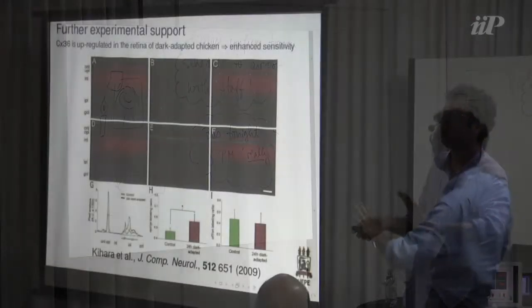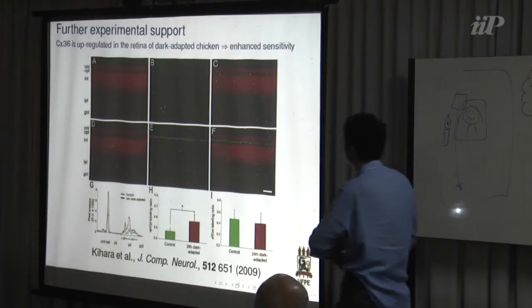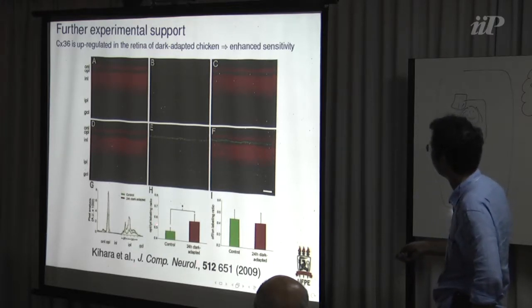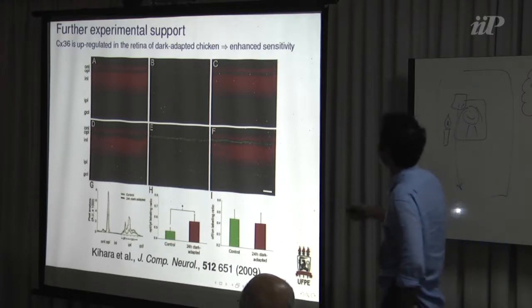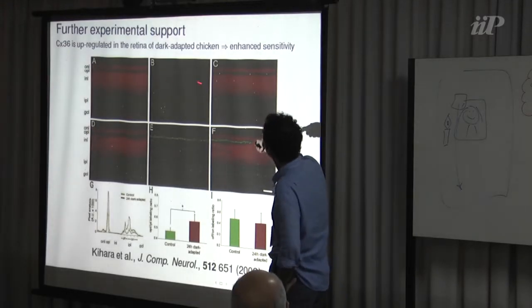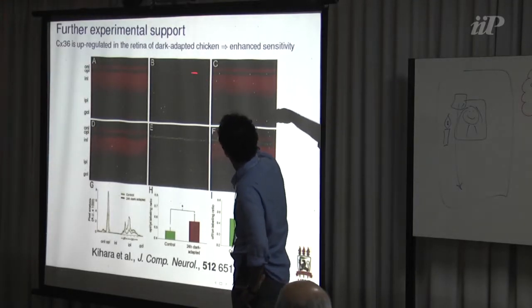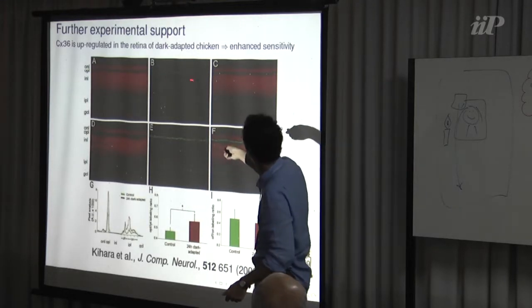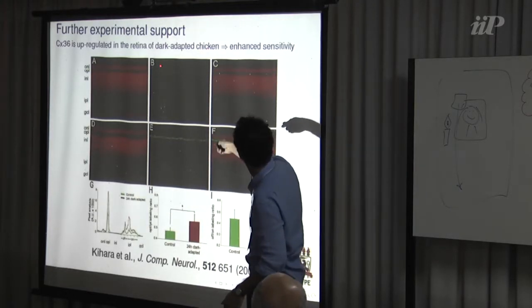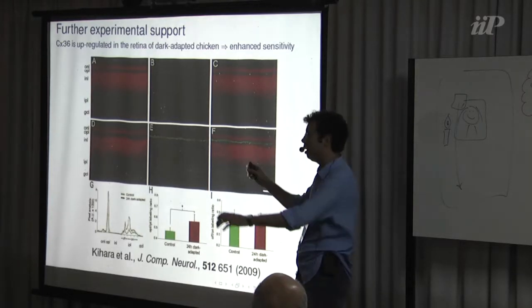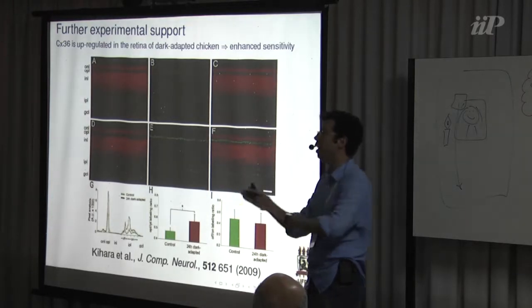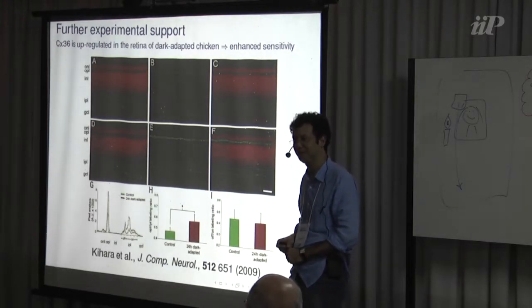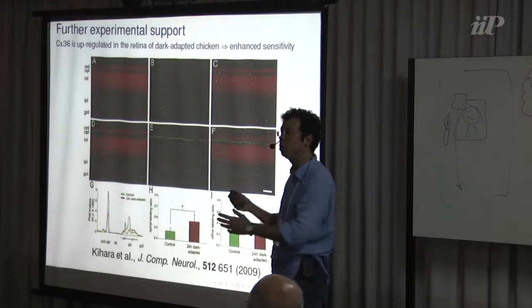A more direct indication, but still nonetheless interesting, is work by Kihara et al. So essentially, this is a cut of the retina, and this green that you see here is the fluorescence for this protein which codes for gap junctions. This is the basal result that you see in the chick retina. Now, you do the following experiment. You put the chicken in the dark for 24 hours, right? And then you redo the experiment.